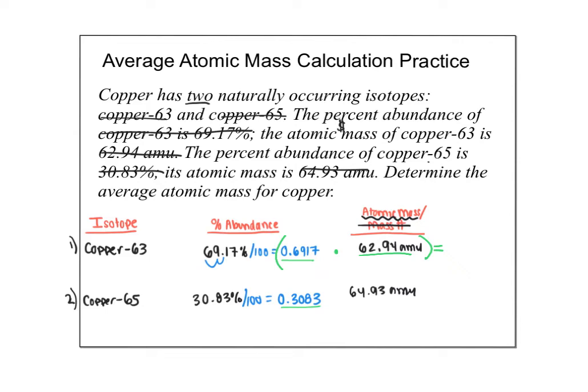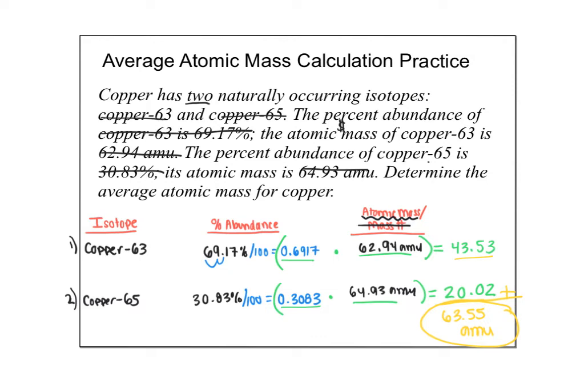And when I do that, I get 43.53. And I'm going to do the same thing down here, multiply this one by this guy, and I get 20.02. And the last step then is we take this piece and this piece, so each isotope, and we add them together. So when I take 43.53 plus 20.02, I get 63.55, and the unit is AMU, atomic mass unit.